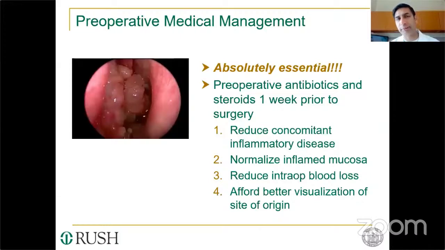I've had patients sent to me who have massive splaying of the nasal dorsum or nasal vestibule because the tumor is so large and it's just completely displacing their nasal structures.